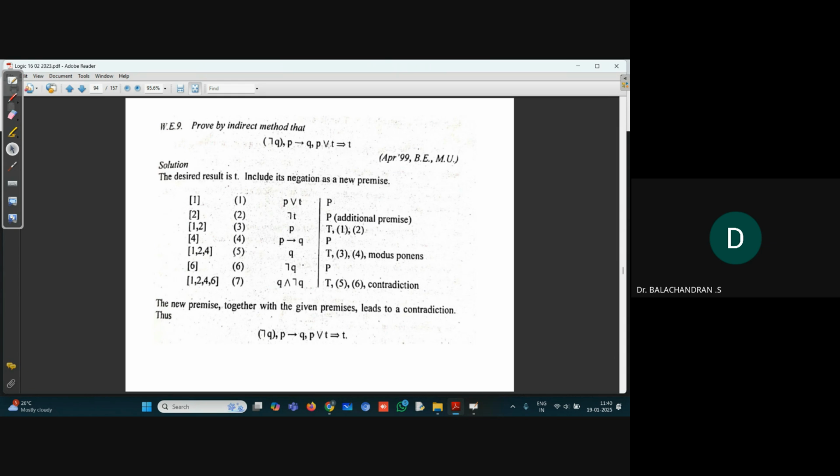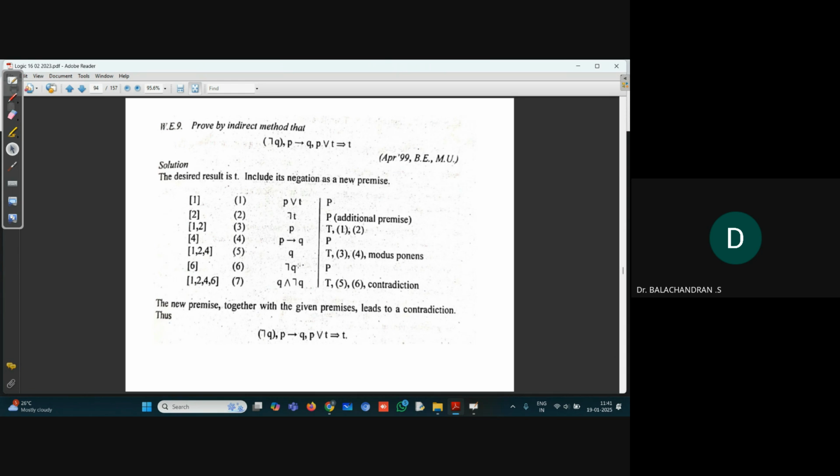So first, P ∨ T I'll take. The negation of the conclusion is what? Negation T. And then ¬T, T ∨ P, I'll get what? P. Now P → Q is a given premise. Now P, P → Q gives Q. Now ¬Q is the given premise, rule P.